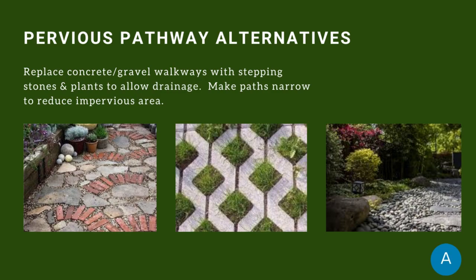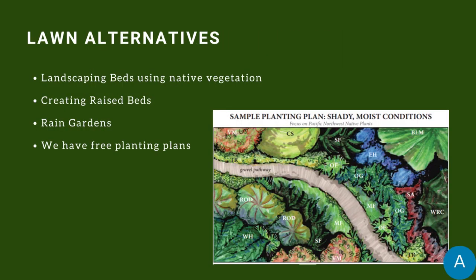Replacing concrete with gravel is one way we can reduce the amount of impervious surfaces on your property. Use stepping stones and plants to allow drainage, and make paths narrow to reduce impervious areas. Replacing or reducing your traditional lawn can help reduce flooding on your property. A residential lawn might be 40% impervious, while natural land covers are nearly 0% impervious, meaning natural land covers will absorb more water than traditional lawns. Here are some examples for alternatives to your lawn that can be more beneficial to your landscaping goals. We also have free planting plans on our website.